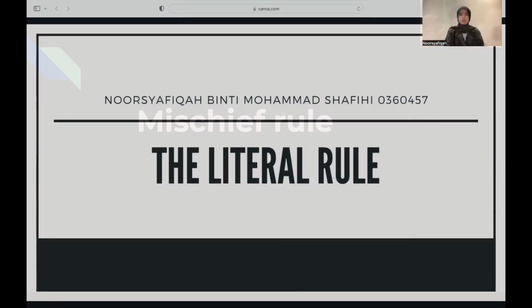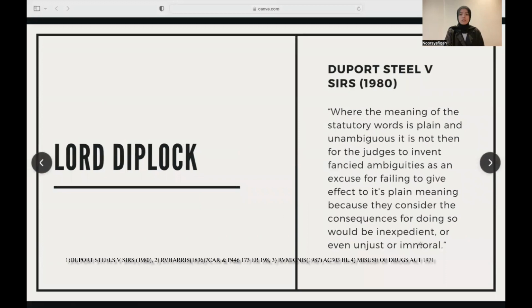The literal rule is an approach whereby the exact meaning of words used in statutes is taken in accordance with their precise meaning, albeit producing a senseless result. Lord Diplock, in the case of Duport Steels v. Sirs, 1980, viewed this particular rule as applying where the meaning of the statutory words is plain and unambiguous. It is not, then, for the judges to invent fancied ambiguities as an excuse for failing to give effect to its plain meaning because they consider the consequences for doing so would be inexpedient or even unjust or immoral.